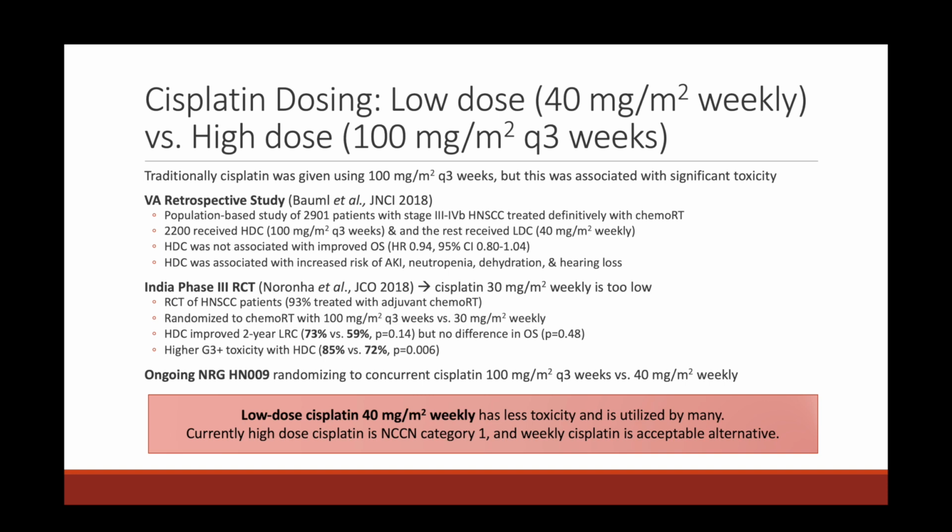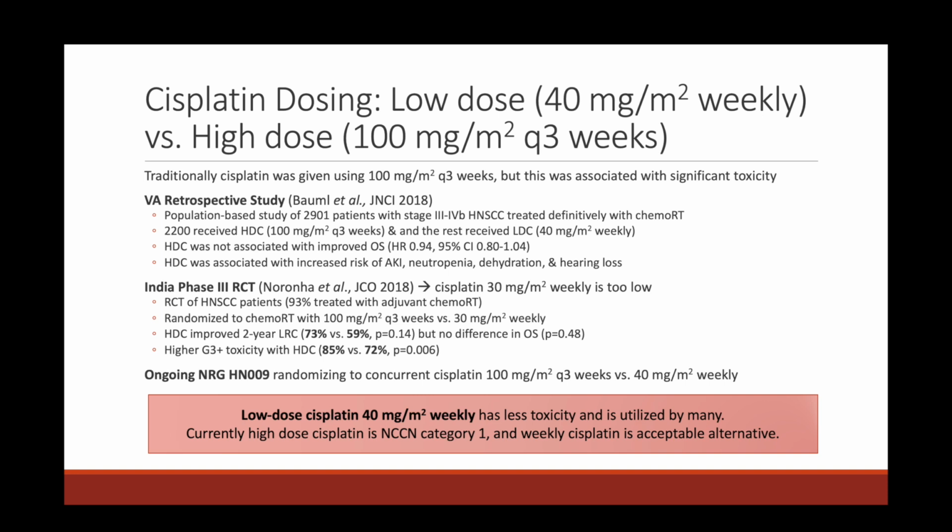There's another randomized study out of India that compared high-dose to low-dose cisplatin, but they used 30 milligram per meter squared weekly instead of 40 milligram per meter squared weekly. And so with 30 milligram per meter squared weekly low-dose cisplatin, they actually found that the high-dose cisplatin of 100 milligram per meter squared every 3 weeks had improved local regional control, not a benefit to overall survival, but they did have improved local regional control. They also had higher toxicity with the high-dose regimen. So that randomized study was negative, but again, it's criticized because they used too low of a dose of cisplatin. Typically 40 milligrams per meter squared weekly is what is used.